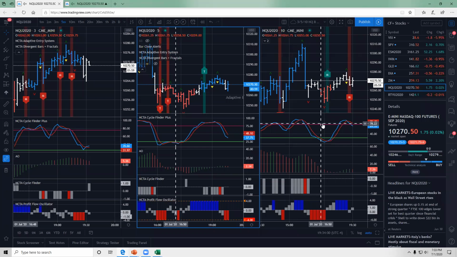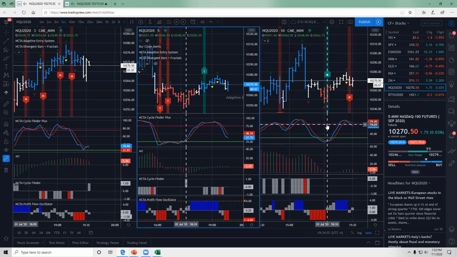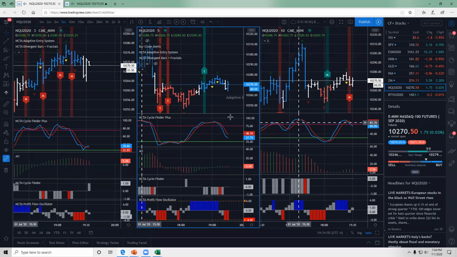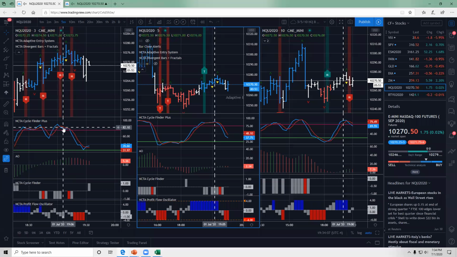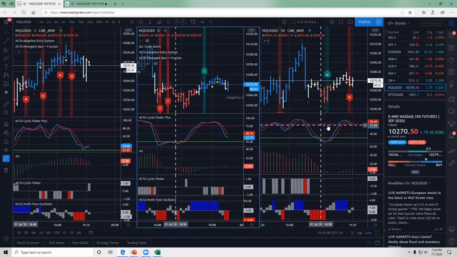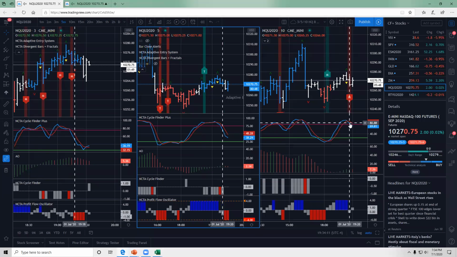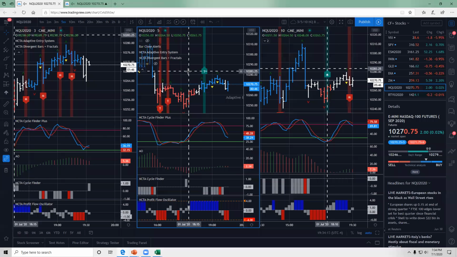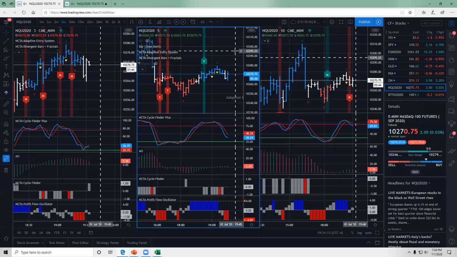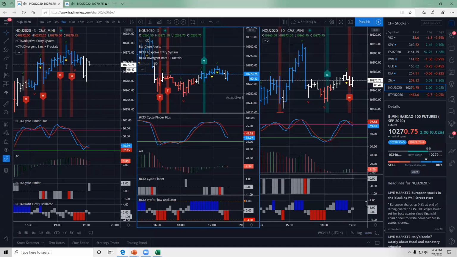We're not all of a sudden going to put a cover over that so you can't see what's going on there. You're still going to be able to identify the 3 and 10 alignment on Cycle Finder Plus if that's where you want to trade. But then we're going to be talking about these adaptive entry systems primarily on the 5-minute. So that's what you're going to see in the live trading room next week.